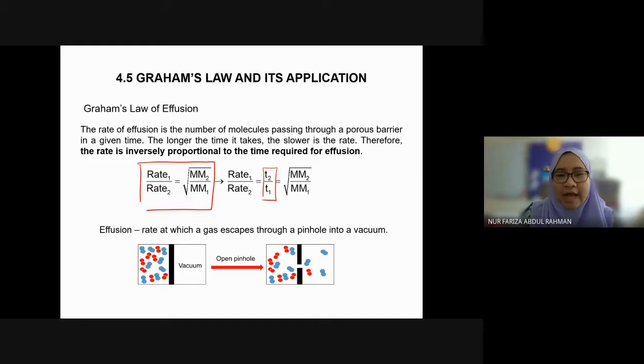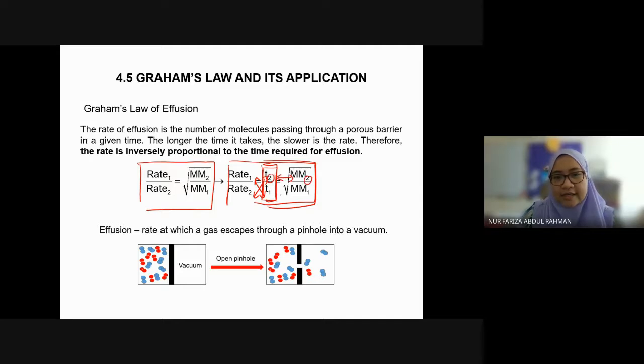Okay, so like I said just now, rate is inversely proportional to time. The longer the time taken, that means the rate will be reduced. The value of the rate will be lower, but we say the rate is slower. Okay, because the time taken is longer. So please be careful, guys. This one is the opposite. It is inversely proportional. If we compare in terms of time and molar mass, they align.